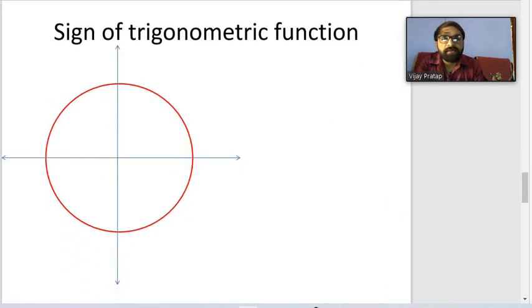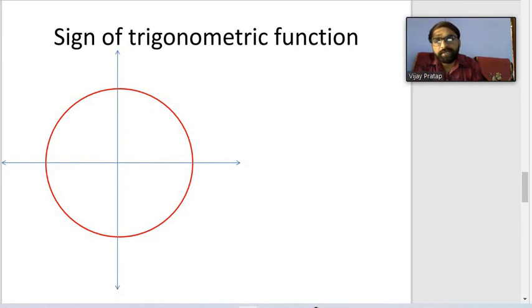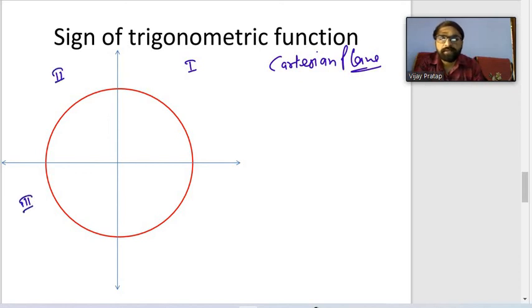Okay, now the sign of trigonometric ratios. If we draw a vertical line and a horizontal line, this forms a Cartesian plane, or we can say that this is the coordinate plane. And this coordinate plane is divided into four parts, and these parts are first, second, third, and fourth. Each part is known as a quadrant. Okay, this is the first quadrant, this is second, third, and fourth.